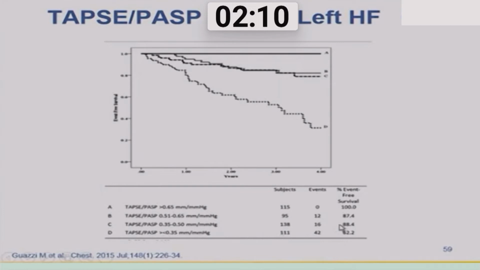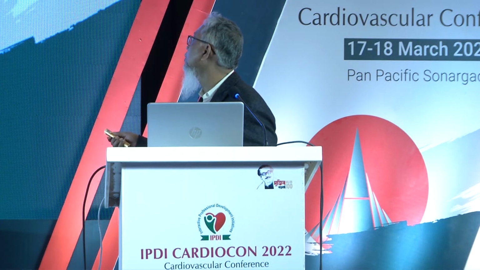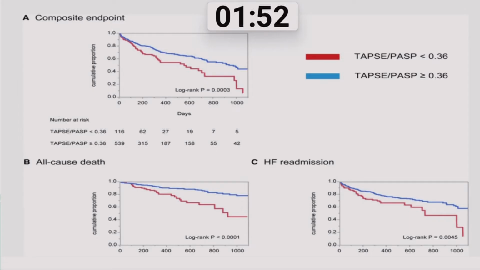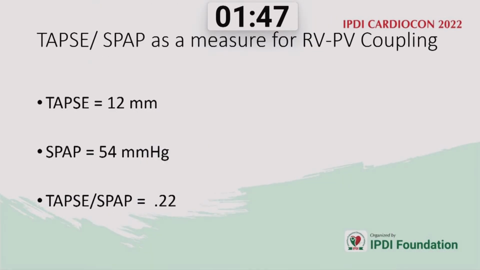But the study has shown the ratio of TAPSE and PASP is a very good, distinct marker for survival. An elegant study later done in Japan again shows that when the ratio is less than 0.36, there was marked difference in survival. So what we got in our patient was a figure of 0.22. Had this patient had a TAPSE of 18, even then his TAPSE by PASP ratio would have been 0.33, which is below the normal.